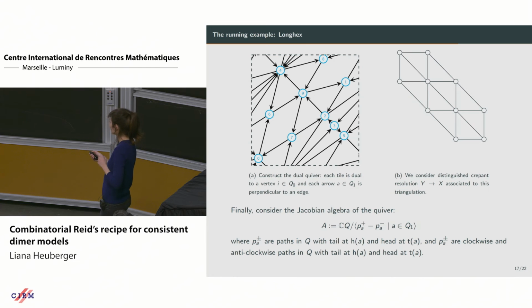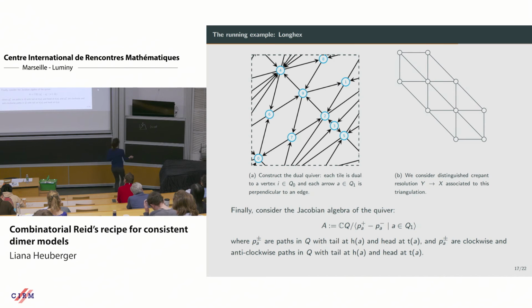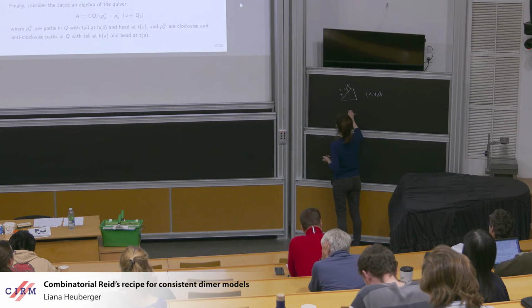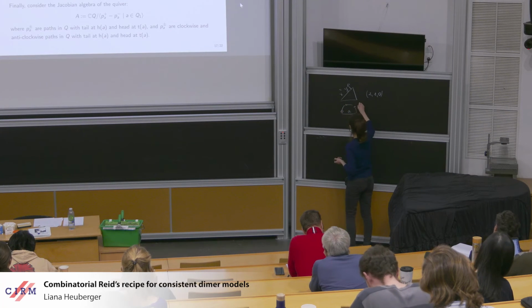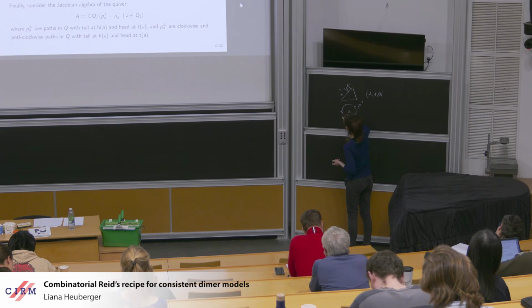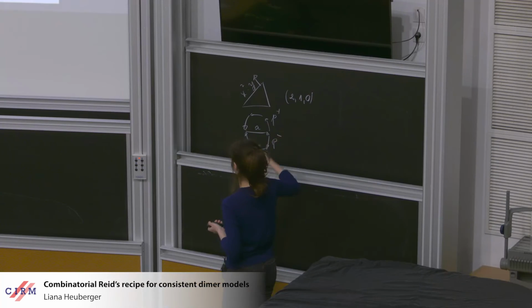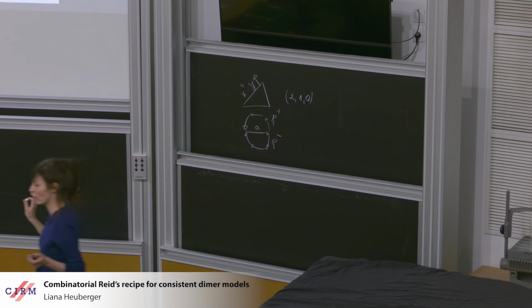Okay, and then you also mod out by relations that look like this. So these are paths in the quiver with tail at the head of a given arrow. Maybe, so let's say we fix an arrow A, and we say that if you have a path like this, let's say this is P plus, and a path like this, let's say this is P minus, then P plus and P minus are the same, okay?